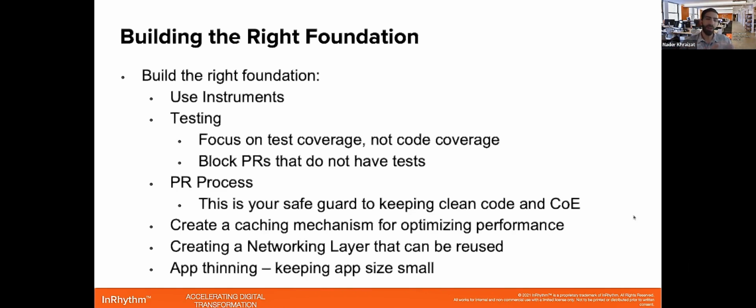We still need to do other tests too, of course, but unit tests, UI tests, integration tests, we do need to focus on all of these. And then we do need to be strict about this. It won't happen at the beginning, but once we get to a point where we do have the right coverage, we will need to block the PRs if they don't have enough tests in there. And the PR process is the safeguard for making sure that you do have clean code and consistent code that's following the center of excellence that's built by the team.